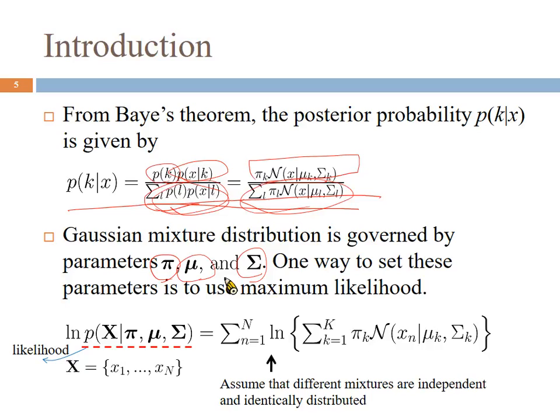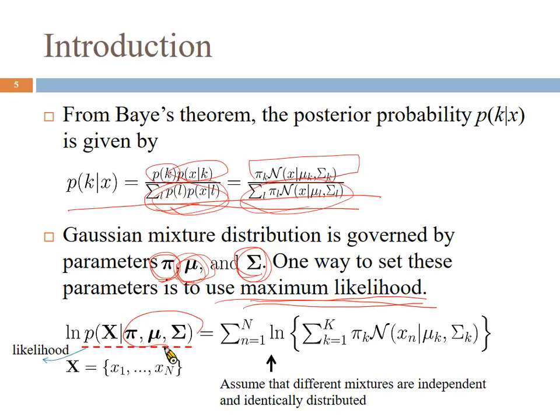Okay, so how do we describe a Gaussian mixture model? We have to describe the linear coefficients, the means of the Gaussians, and the variances of the Gaussians. So one way to set these parameters is to use maximum likelihood. So how do we determine these parameters? We use the maximum likelihood method. So we take the log likelihood.